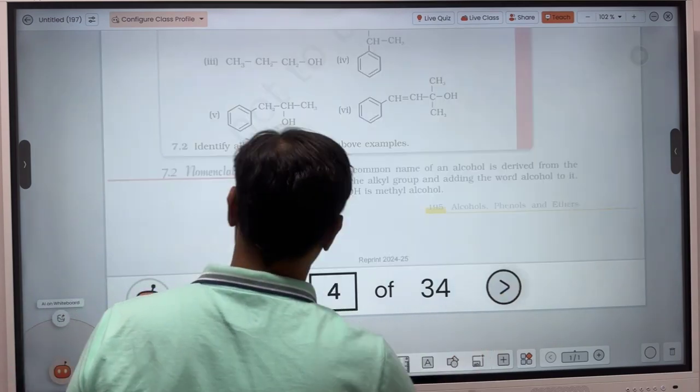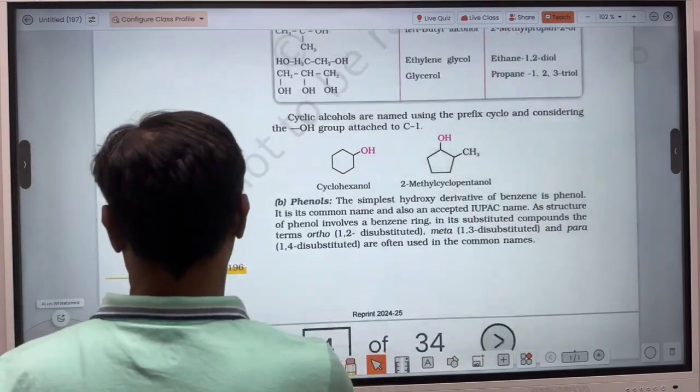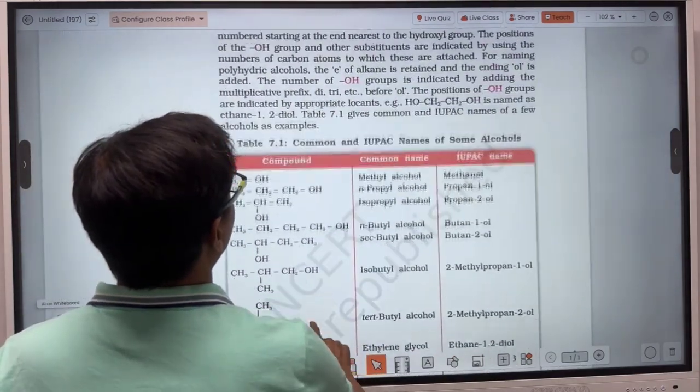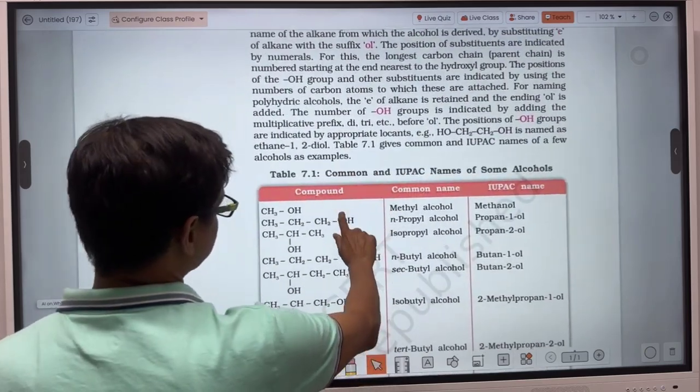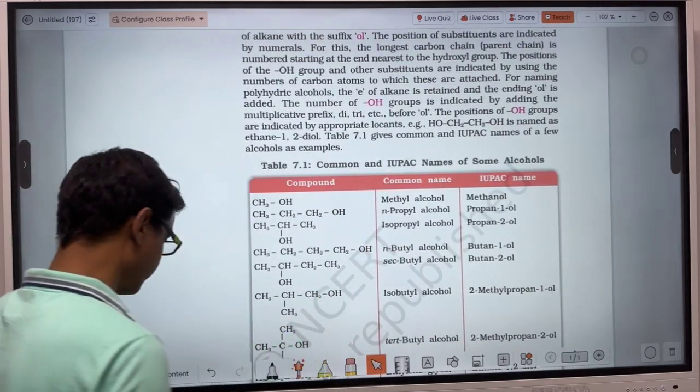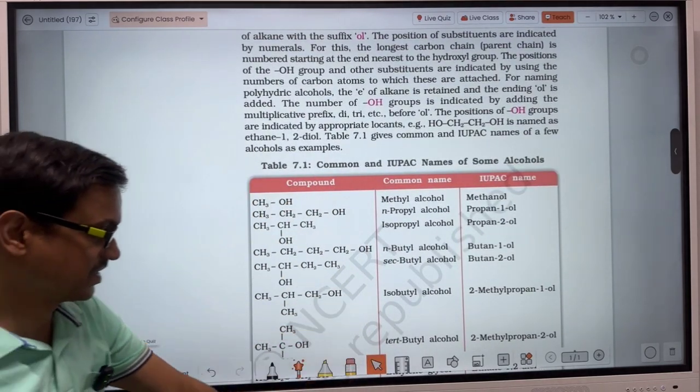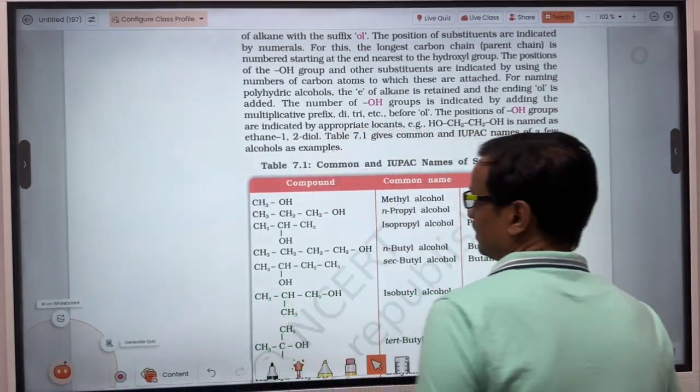Now let's see. Watch out this compound. How to write? Now by this one here we will discuss.